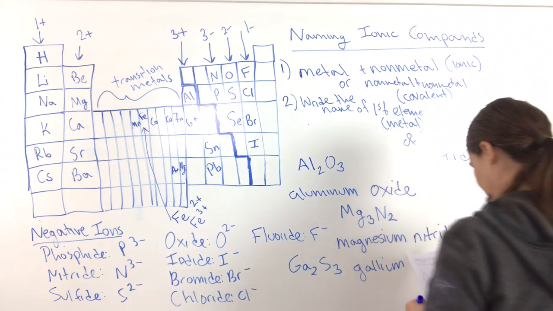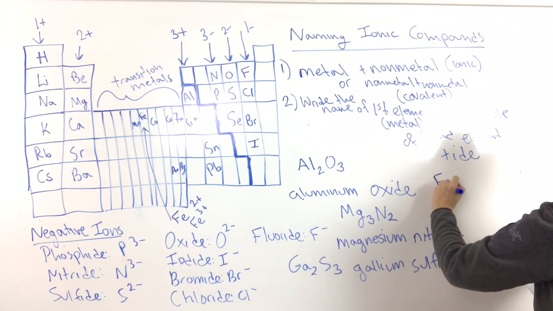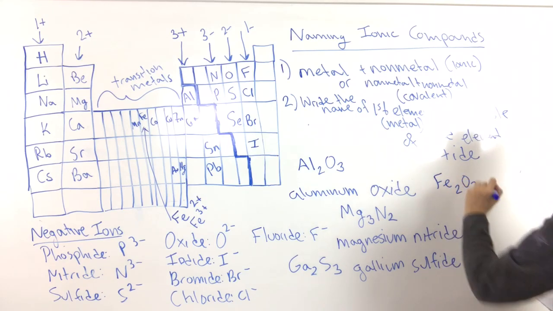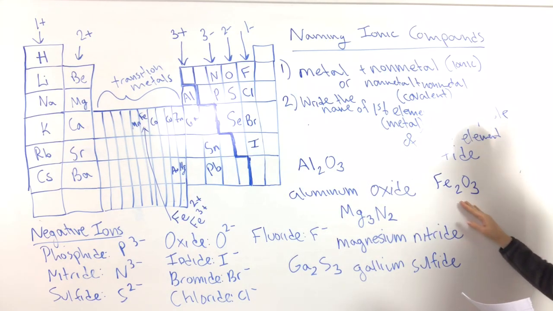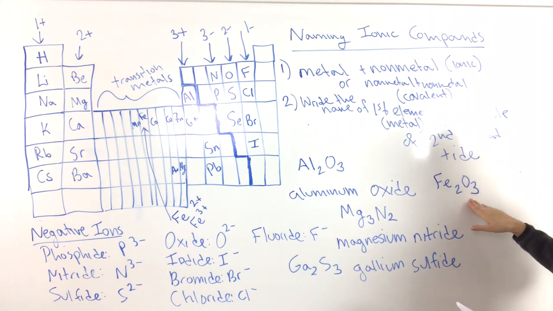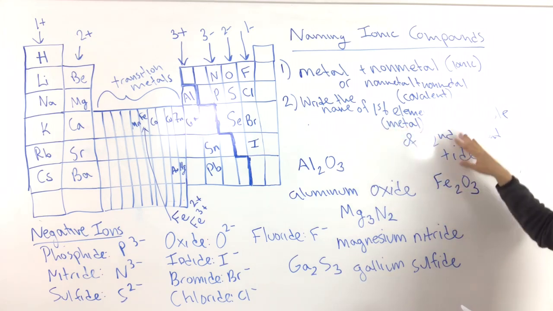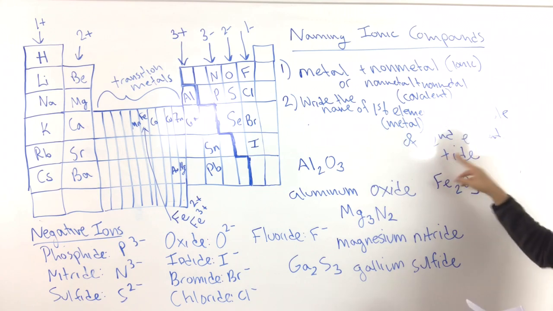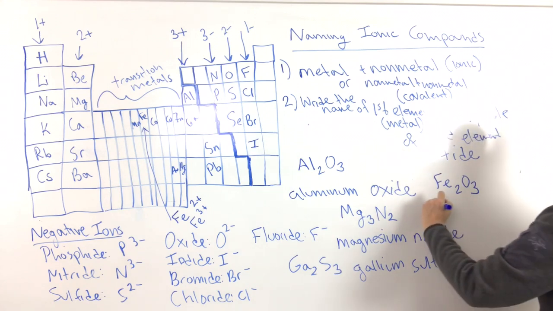So for instance, let's say that we have Fe2O3. If we go by the rules that we were just using, first of all, we would figure out that we have a metal and a nonmetal, so we have iron and oxygen. And we would write down the name of the first element, which is the metal, and then the first syllable of the second element plus ide. So this would be iron oxide.